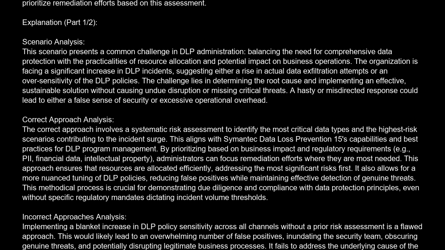Incorrect approaches analysis. Implementing a blanket increase in DLP policy sensitivity across all channels without a prior risk assessment is a flawed approach. This would likely lead to an overwhelming number of false positives, inundating the security team, obscuring genuine threats, and potentially disrupting legitimate business processes. It fails to address the underlying cause of the incident surge and is an inefficient use of resources.